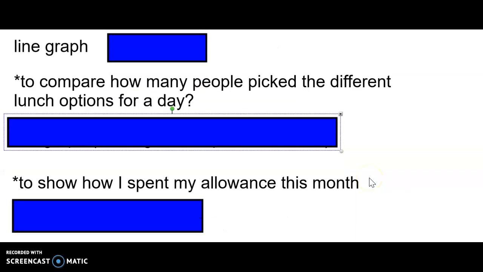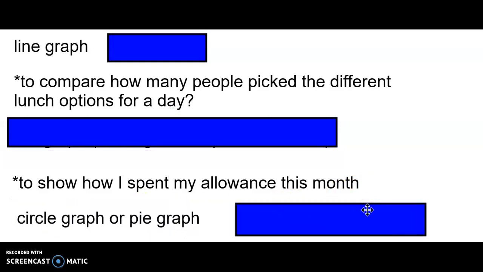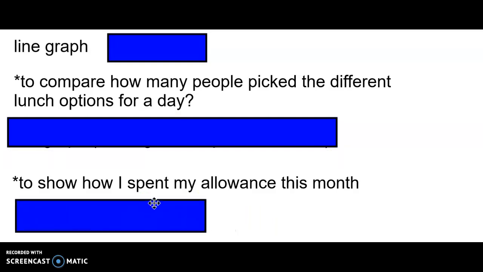Which type of graph would be the best graph to choose to show how I spent my allowance this month? Go ahead and hit pause, come back when you're ready. Okay, best choice would be a circle graph, because it's showing your whole allowance and then how you're breaking it down into parts.